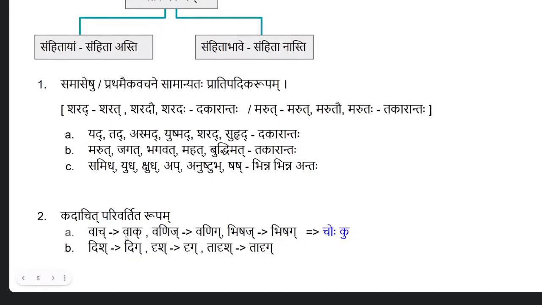So for us, we are getting it as Vak and we start with Vak. Okay. I'm sure all of you had this doubt: though Vach is the Mula Rupam, why are we using Vak? Why are we using Vanig when Vanij is the Mula Rupam or a Pratipadika?